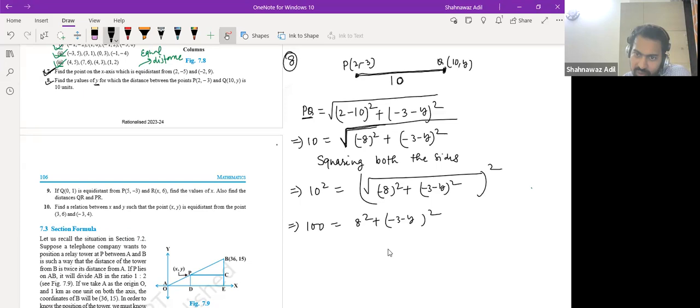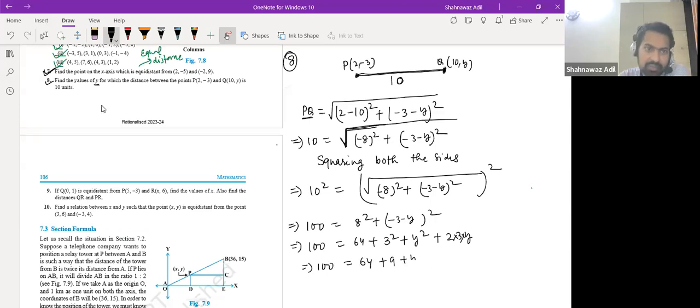Yes, Rifa, is this clear? So this is 100, this is 64, and this is, as we were saying, a plus b whole square. So this is a square plus b square and then minus of 2ab, which is 2 into 3 into y, right? So this would be 100 equals 64 plus 9 plus y square, and then we have this 6y.